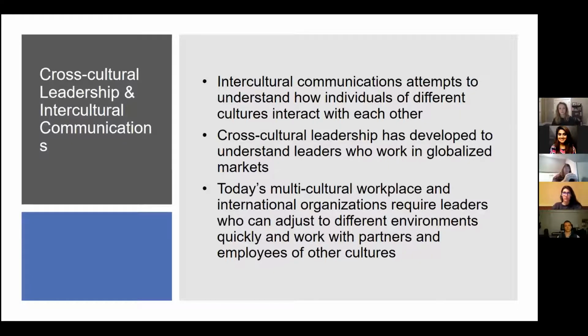And so cross-cultural leadership has developed to understand those leaders who are working in those types of environments where there's multicultural. So whether that's globalized markets, an international NGO, you name it, anywhere where there's a diversity of people. So today's multicultural workspace and these international organizations require leaders who can adjust to these different environments really quickly and work with partners and employees of other cultures.